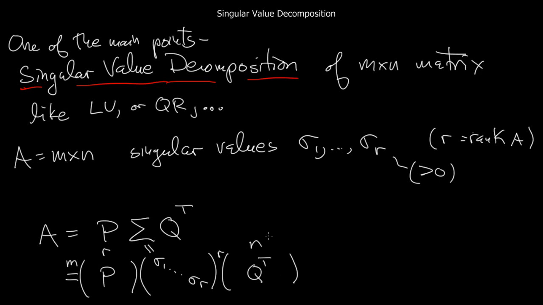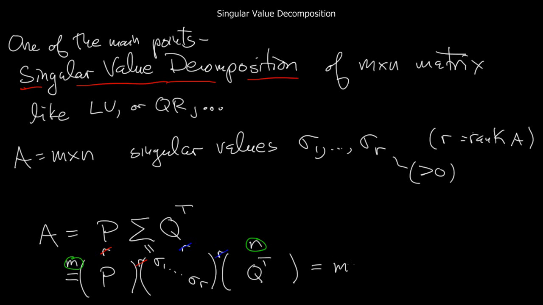So let's just check this all works out. The R's cancel and the other R's cancel, and the result is an M by N matrix, which is the size that A was supposed to be. So again, half the game here is getting your matrices to come out to be the right size.